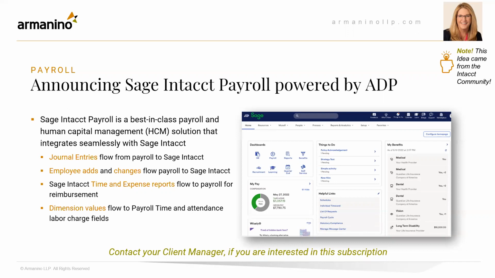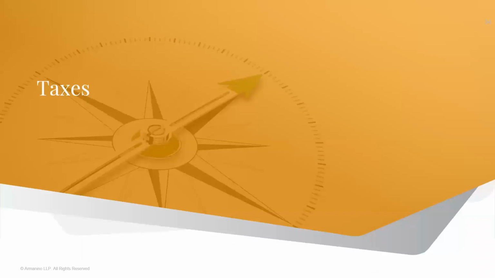Journal entries will flow from payroll to Sage Intacct. The employee adds and changes now flow from payroll to Sage Intacct. Sage Intacct time and expense reports will flow to payroll for reimbursement, and the dimension values are synced automatically and they flow to payroll time and attendance for being able to charge to those. So again, if you're interested in this subscription, you need to contact your client manager.